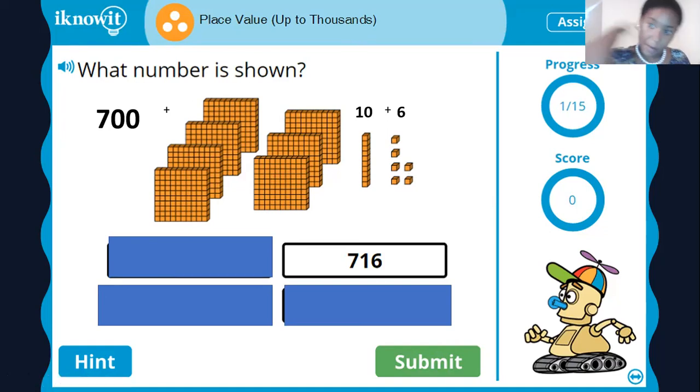So give yourself a pat on the back, and a number 1 because you are number 1. You've got it. Place value. Let's sing again. Place value. It tells us the value of a digit in a number. Place value. Place value. It tells us the value of a digit in a number.